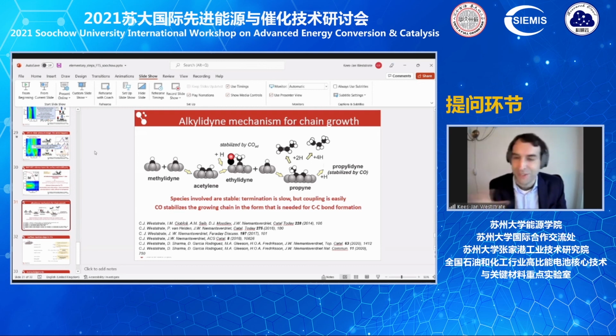Of course, everyone knows you need the CO, otherwise you don't have carbon to grow chains. But we don't think the CO molecule inserts. It's rather that the CO dissociates first, and then the C1 species couple. And we think this is the mechanism.